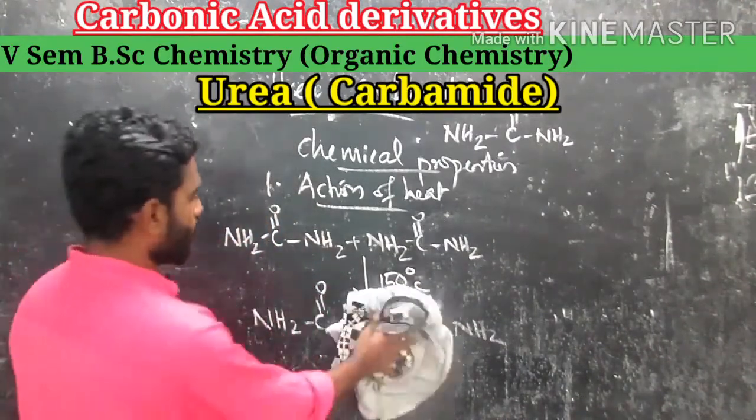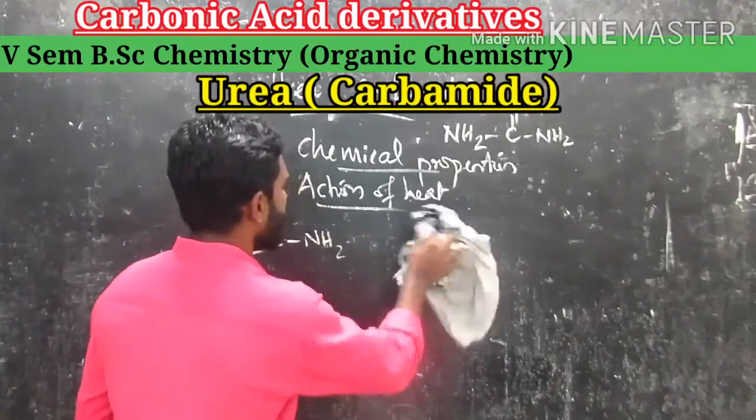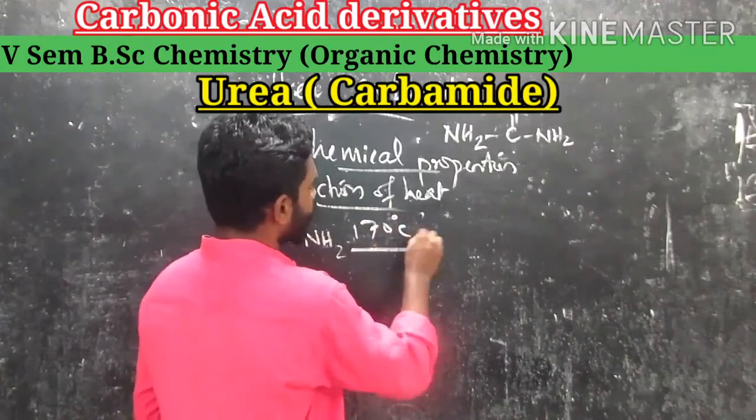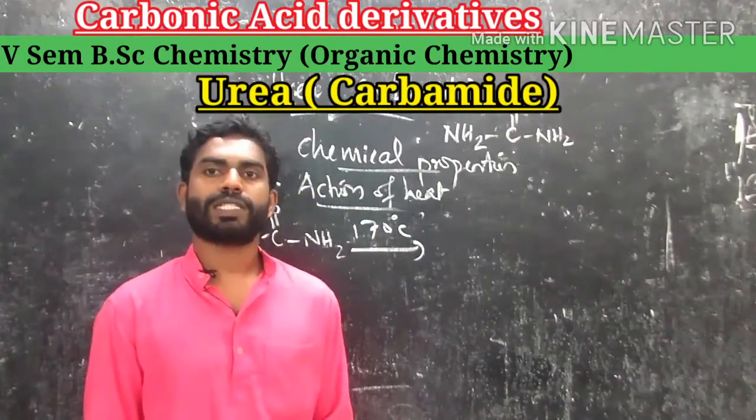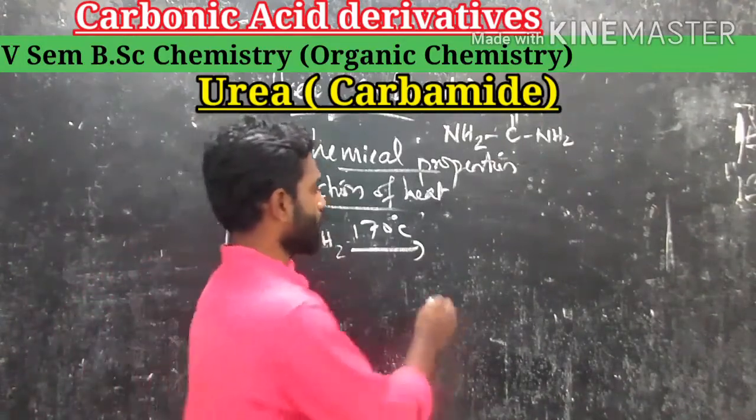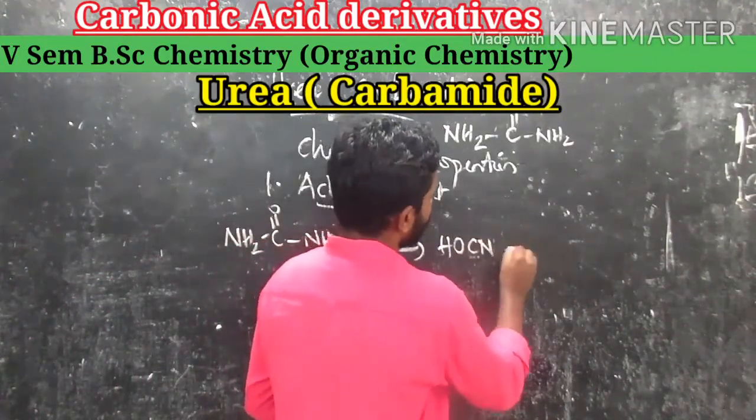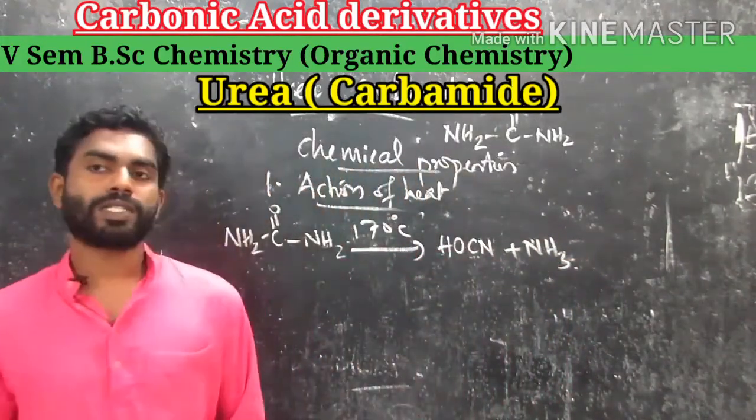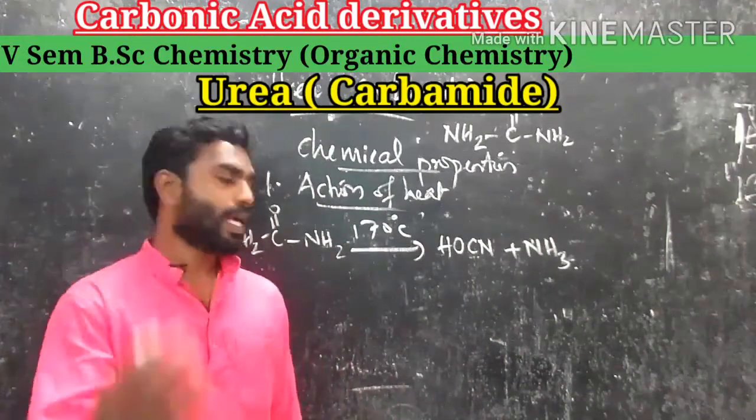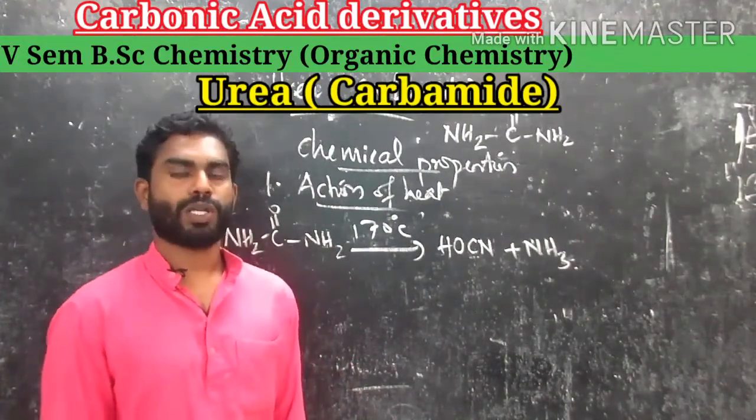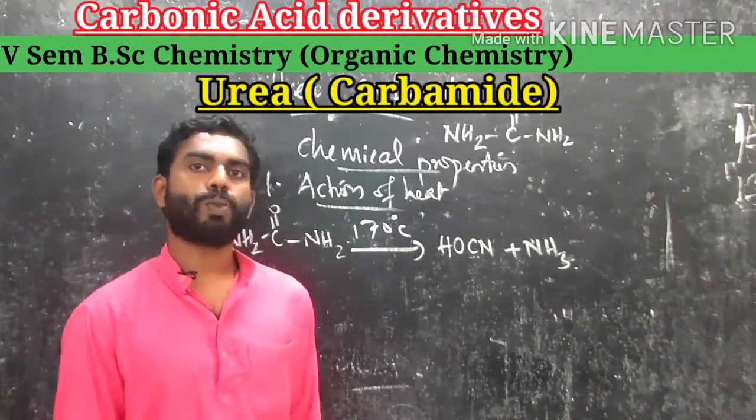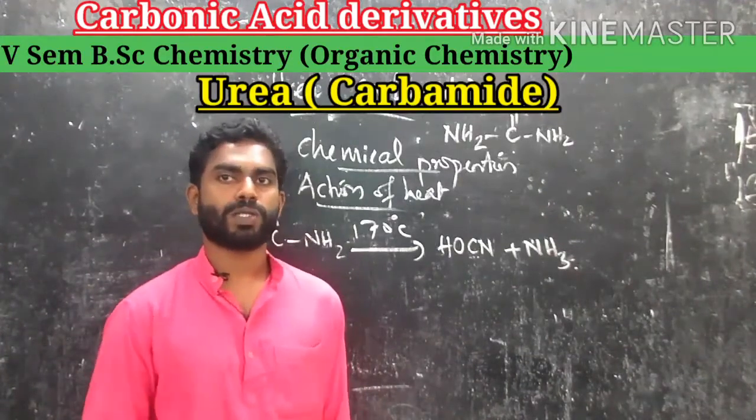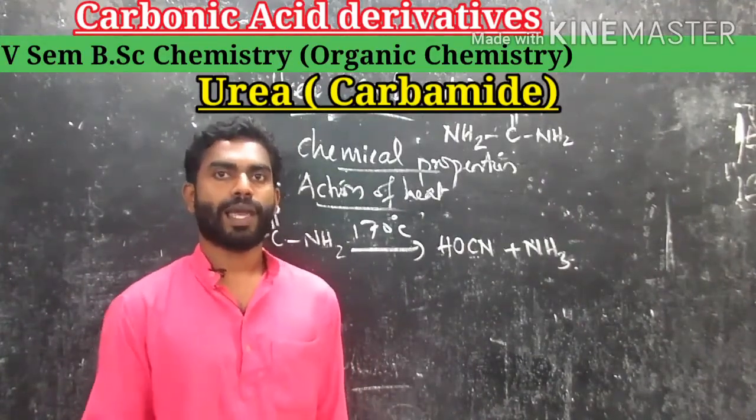Urea heated at 170 degrees Celsius gives cyanic acid, HOCN, plus NH3. Three HOCN molecules polymerize to give cyanuric acid. This cyanuric acid exhibits keto-enol tautomerism.